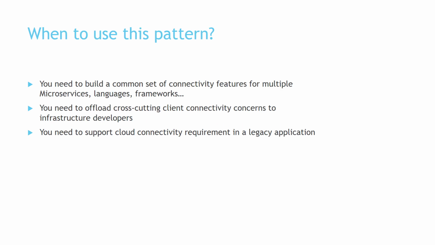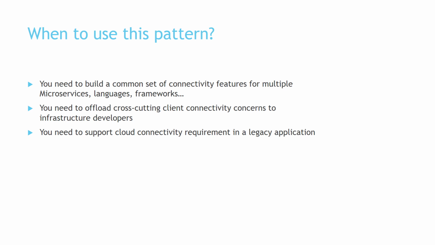So when should we be using the ambassador pattern? When you have multiple microservices, with different languages, frameworks, or different systems, and you want to apply a common set of connectivity features across all of them, this is the best use case for the ambassador pattern. Also, when you have multiple development teams and you want one team to focus on the key features of your microservice and another team to focus on the infrastructure connectivity aspect of things, it is also going to be very useful to use the ambassador pattern.